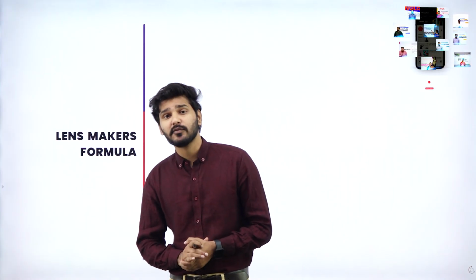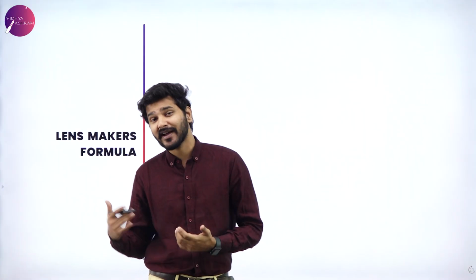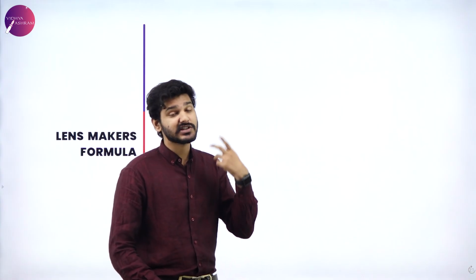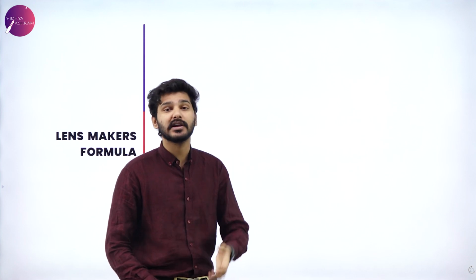So again, we were dealing with what happens when light incidents a curved surface. Now what happens when light incidents, or simply, it's a fancy way of saying, what happens when light incidents a lens which has two curved surfaces? How will we form an equation for that particular lens?